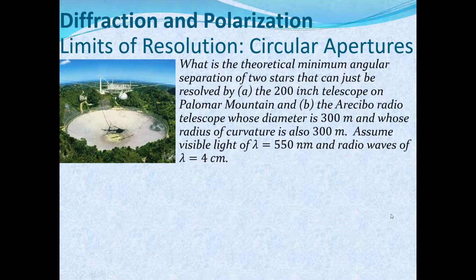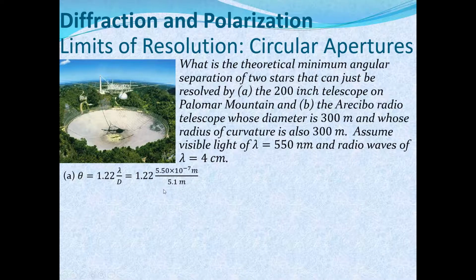All right, here's another question. You can pause the video, work on this yourself, and we'll go over it in a second. All right, so here we have two different telescopes. There's a regular telescope here, and then a radio telescope for part B. And we're just going to be using the equation both times. Here, we're going to have to convert this into meters.